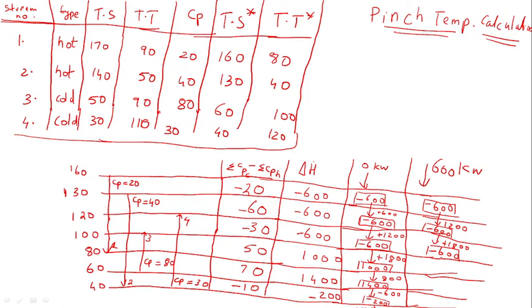Which will be added to 1000. So 2400 minus 1000 we are obtaining as, not minus here, 2400 minus 1000 we are obtaining as plus 1400. The next one, we need to add 1400 minus 1400, we are obtaining as 0.